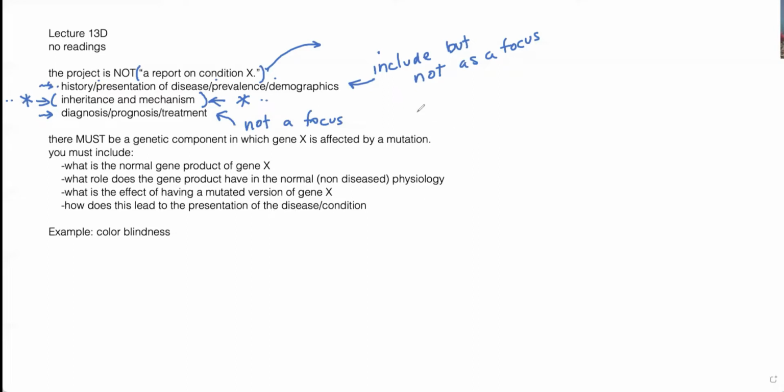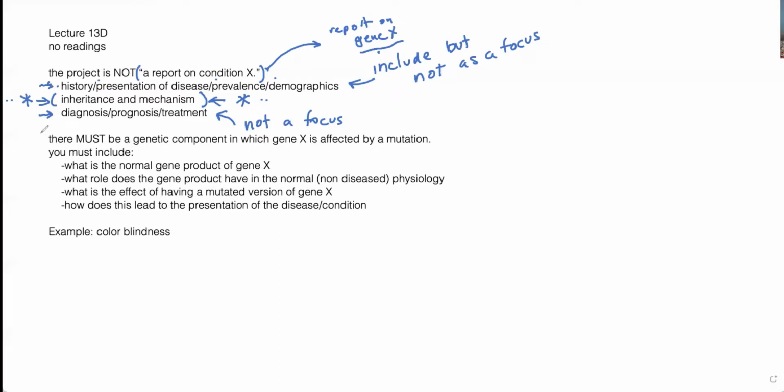And so instead of thinking about this as a report on condition X, you might actually think about this as a report on gene X, which, if mutated, will cause a condition. That condition is kind of like what carries the day, but what we really are interested in is not the condition itself, but the gene that causes it, and how that gene, if mutated, causes the disease that we're focusing on, right?